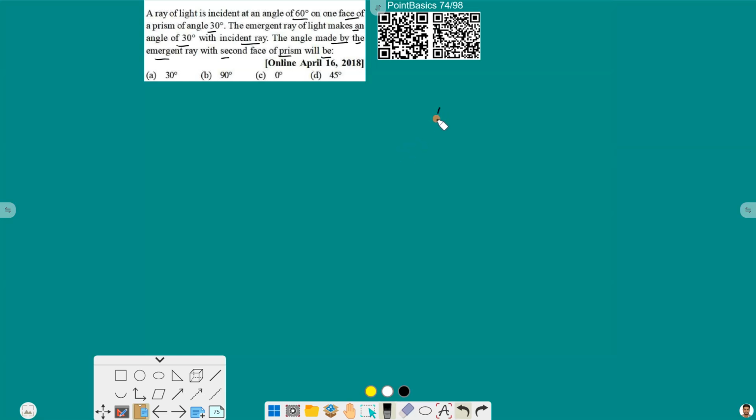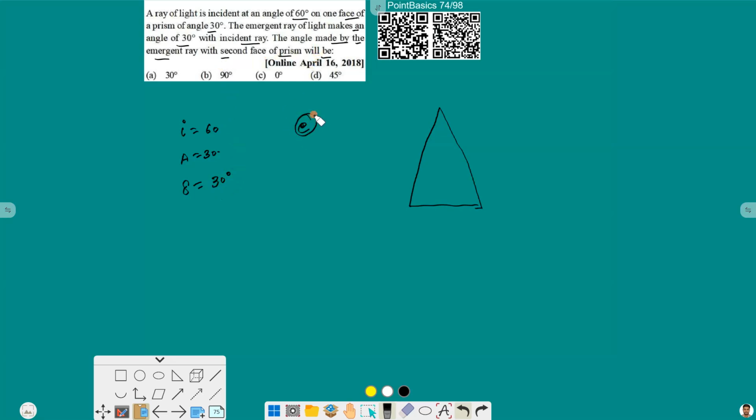Basically, if this is our prism, now we have incident angle 60. So I is 60 here, and we have angle of prism as 30, so A is 30 here, and the emergent light ray makes an angle 30 degree with the incident ray, means this is the angle of deviation, so delta is also 30.